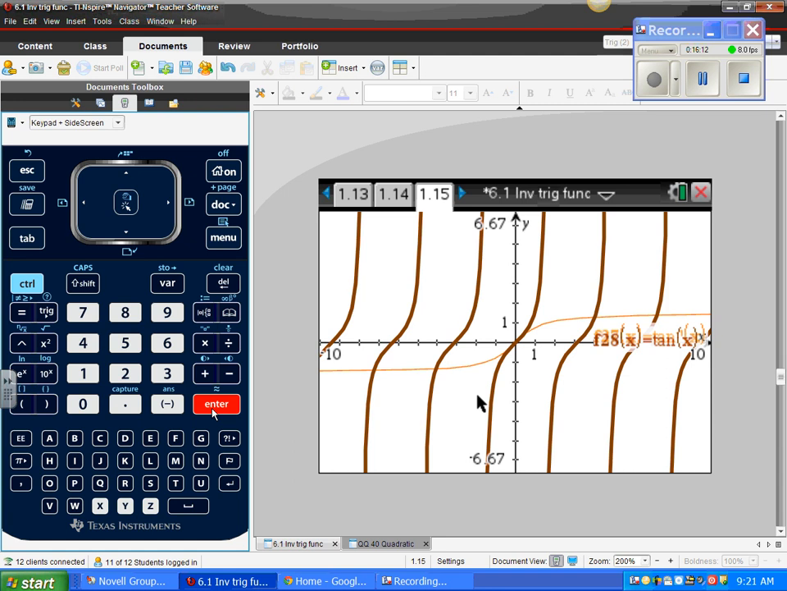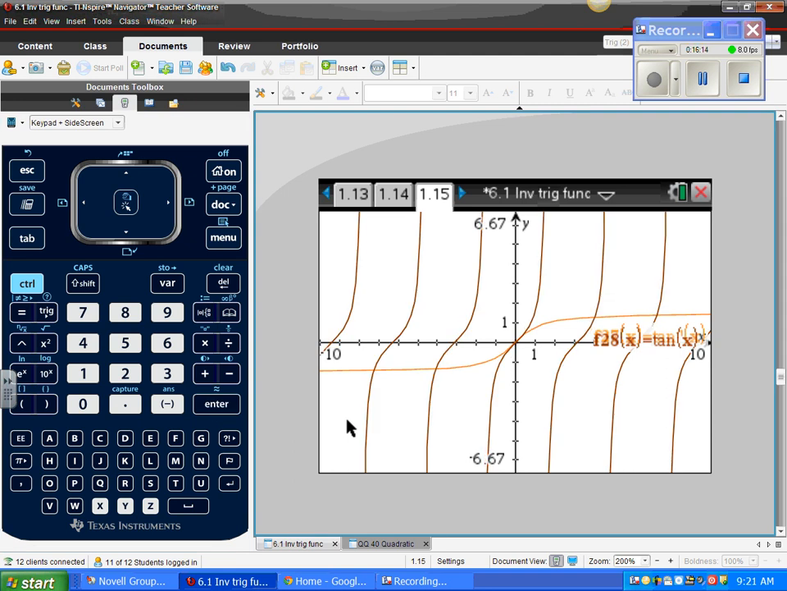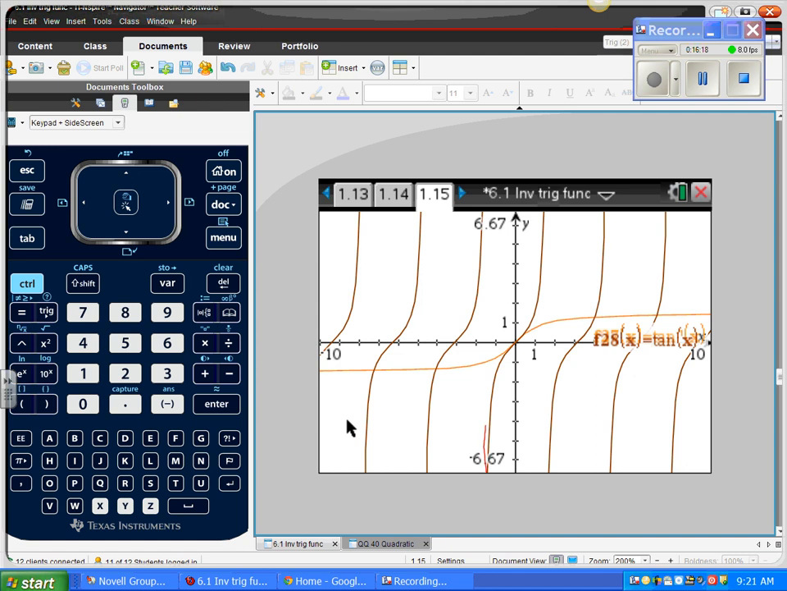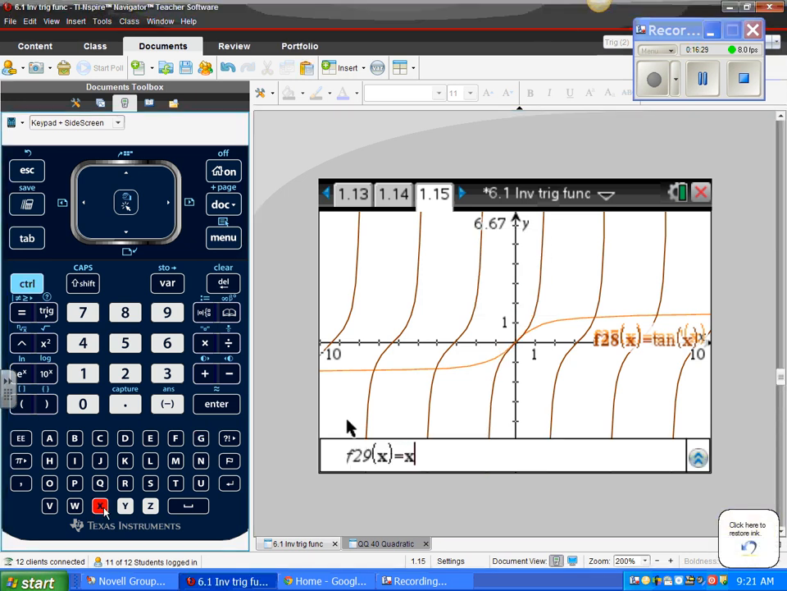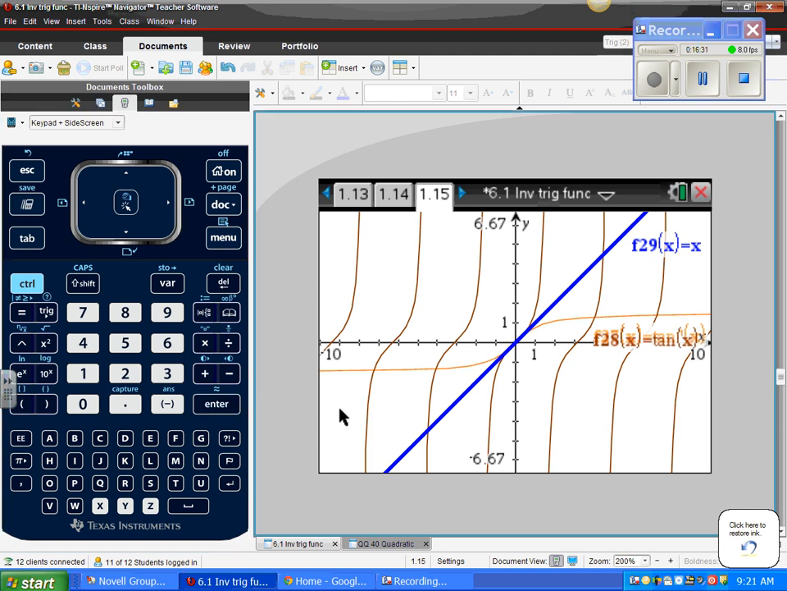Okay, so there it is. So which one am I using? I'm just using this one, right? This is the only one I'm using. So this is the one that's being reflected over the line y equals x. And there it is.